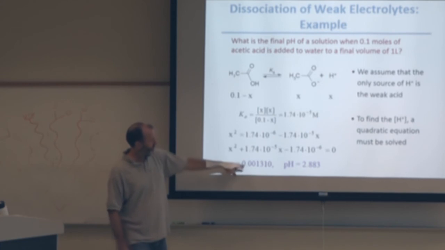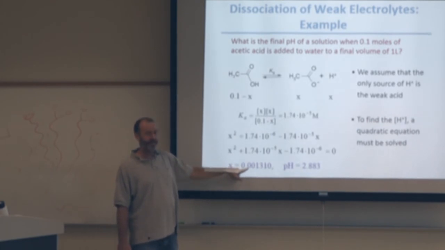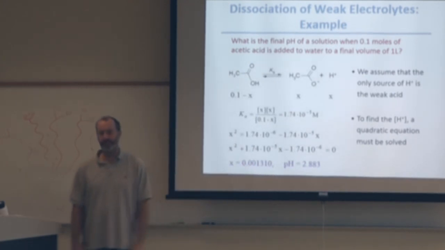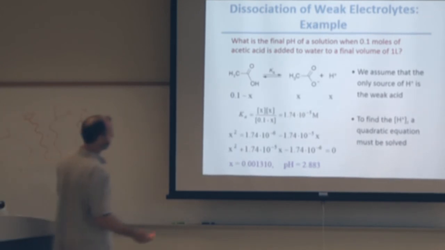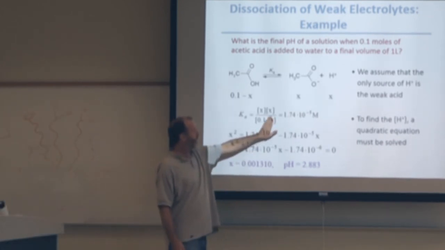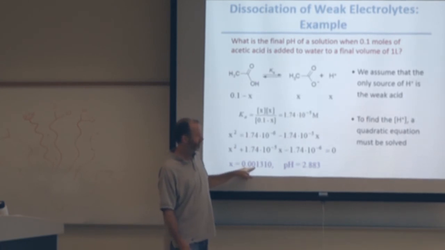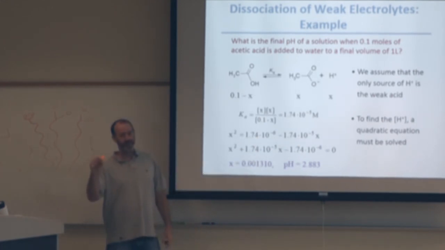But the thing is, because this Ka is so small, this x is tiny, right? Versus 0.1. Does that make sense? You see that? That's like just a little over 100th. So for a lot of weak acids, you can make this simpler, because what's 0.1 minus 0.0013? It's going to be 0.0987 something, basically. So it's basically negligible, the amount that gets dissociated.